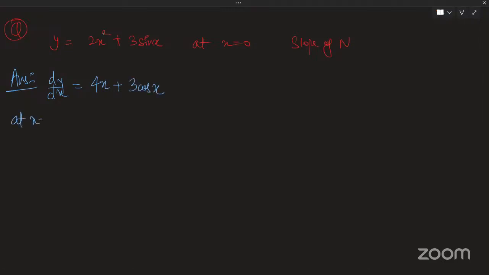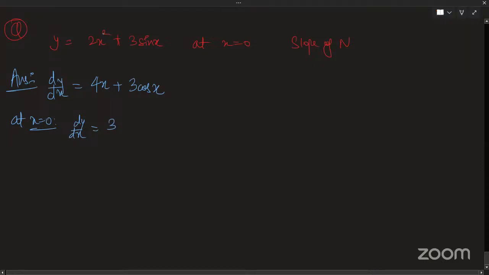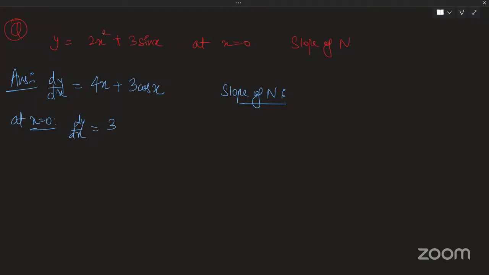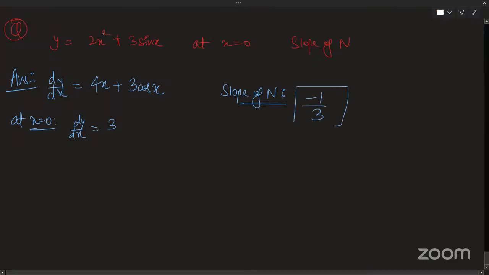So at x is equal to 0, what will be your value of dy by dx? 3, right? So what will be your slope of normal? Minus 1 by 3. Because it is the negative reciprocal of dy by dx, right? Slope of normal is minus dx by dy. So it is the negative reciprocal of 3. So minus 1 by 3 is your answer.